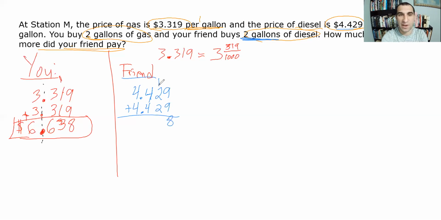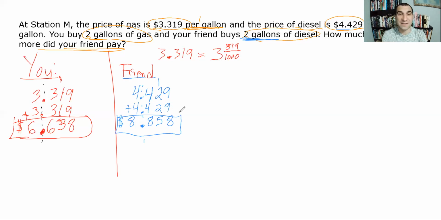So I put my 8 down, carry my 1. 2 plus 2 is 4, plus 1 is 5. And then I know that 4 plus 4 is 8. Again, here I lined my decimal up, so I'm going to put my decimal down here in my sum. 4 plus 4 is 8. So your friend paid $8.859 for gas.